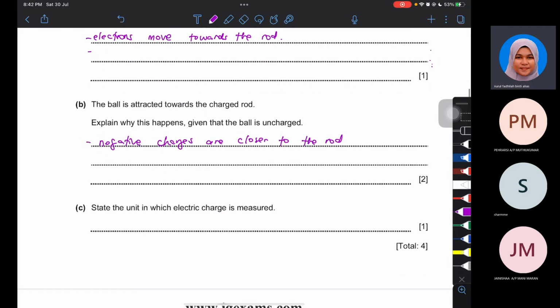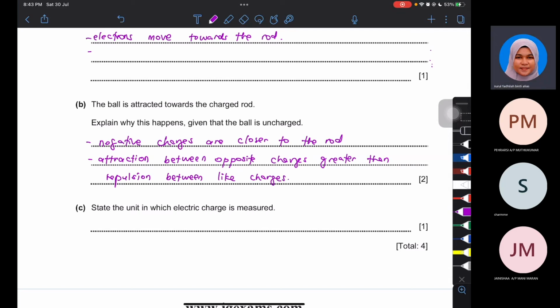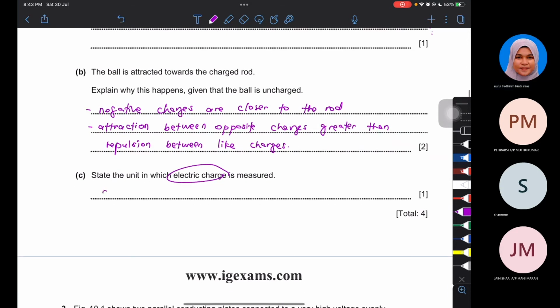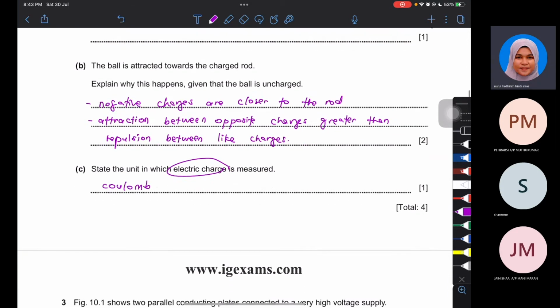Okay, lepas tu attraction ada apa? Attraction between opposite charges greater than repulsion between like charges. Okay. State the unit which electric charge is measured. Do you know? Coulomb. Okay, kita tengok soalan lain lagi.